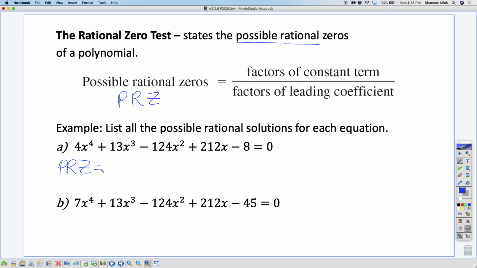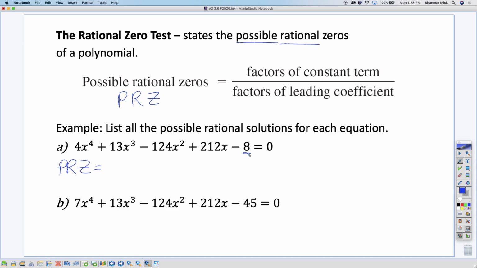What is my constant? What's a constant, guys? A constant is something that does not change. There's only one number in this whole thing that doesn't change with every x. Negative 8. Should my constant always be my last term?